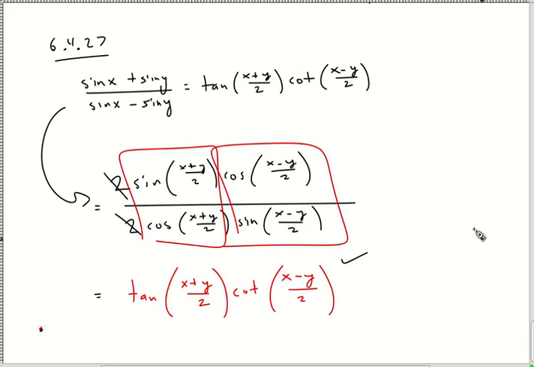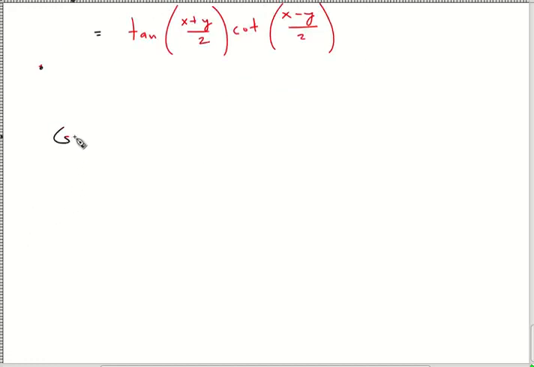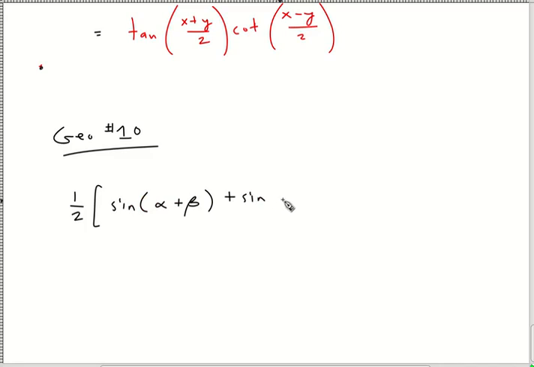One last question. This is a GeoGebra question. So, GeoGebra number 10. Okay, so it says I got 1/2 of sine of alpha plus beta. Got to use some Greek letters, right? And then plus sine of alpha minus beta. And it says it's equal to square root 3 over 2. And they say, well, what's alpha and what's beta?